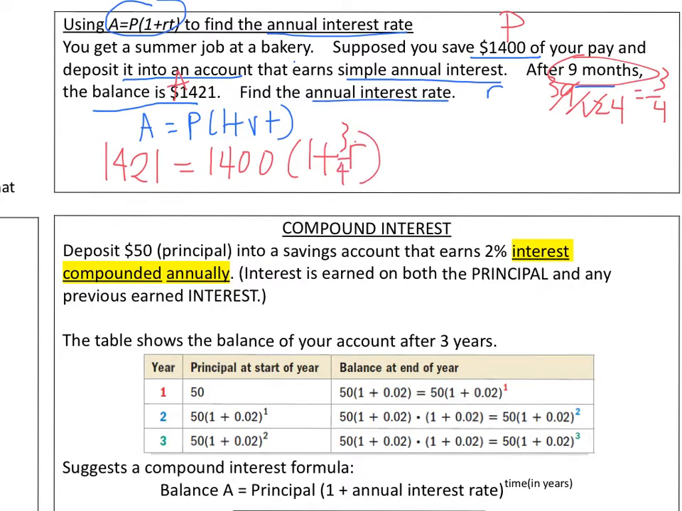And then we need to solve for R. Okay, and we can calculate. I'm going to divide both sides by 1400 and cancel this. I'm going to rewrite it right here: 1 plus 3/4 R. And 1 can be rewritten as 1400 over 1400. I'm going to subtract that.